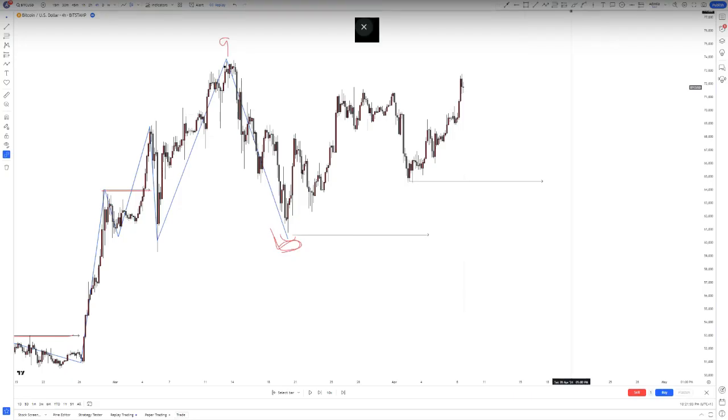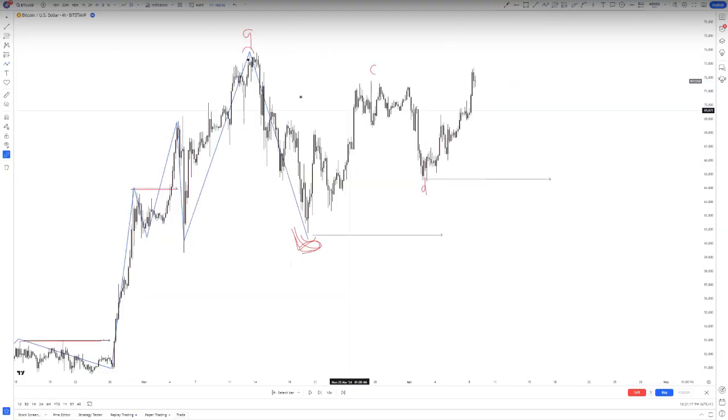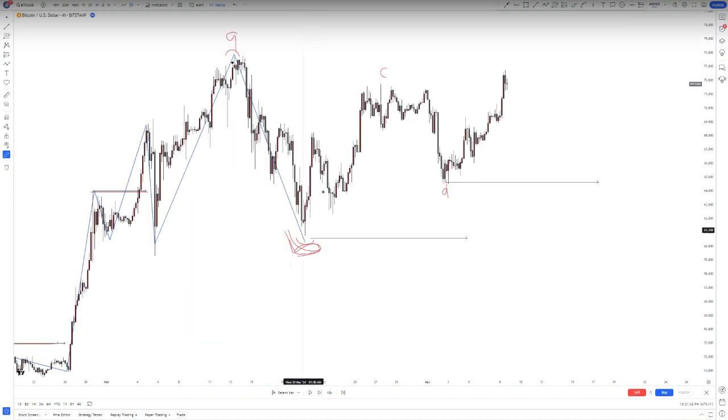So you now see that point C and point D, they are inside of this structure. I want you to understand that this is a single move. Inside of that single move, from point A to point B, you can see that inside of it, we have other moves. If I go to a lower time frame, we have other moves like this. We have other moves too. But I will talk about that later. I just want you to understand this.